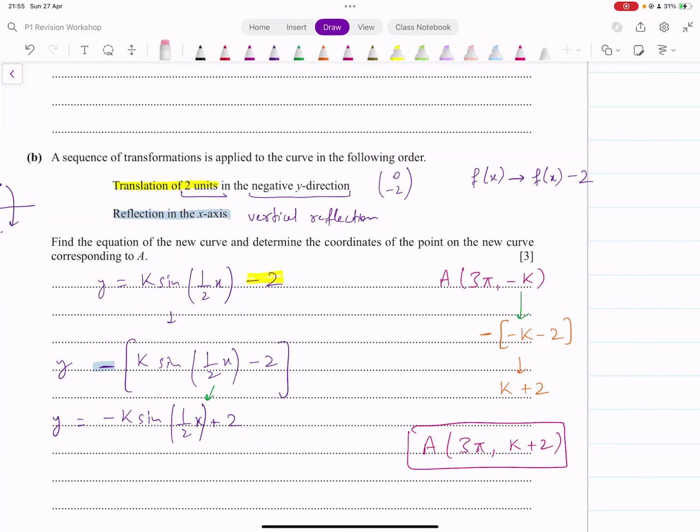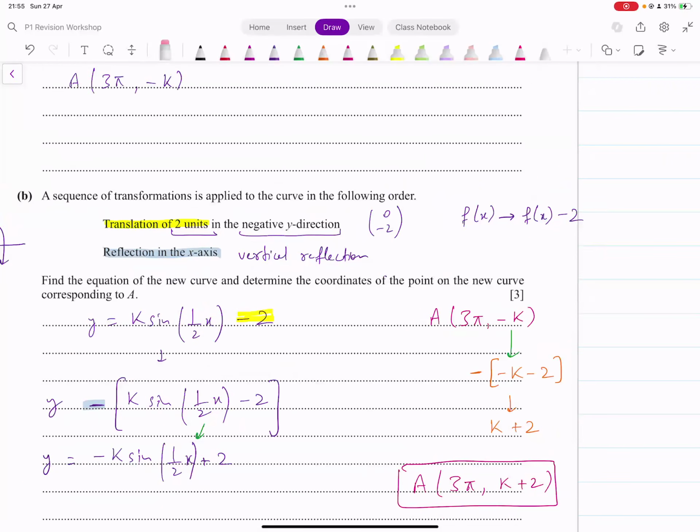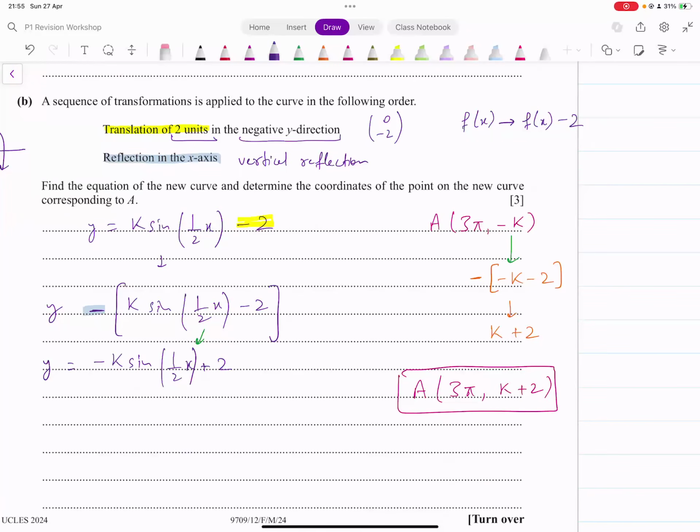And then what are the coordinates of the point A going to be? Originally, it was 3 pi and minus k. Apply those same transformations on this as well. Translation of 2 units in the negative y direction. Minus k was the original point. You subtract 2 from that, it becomes minus k minus 2. All right.